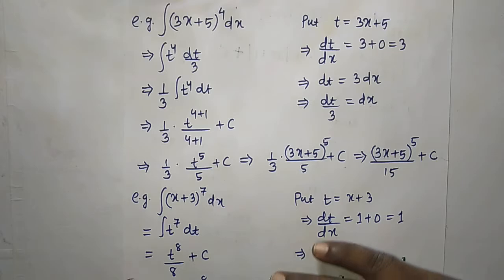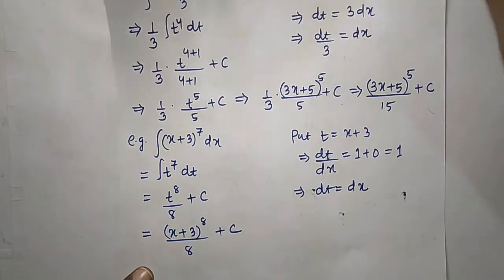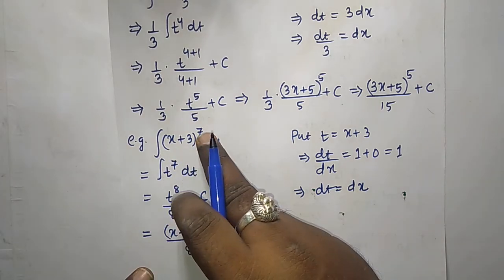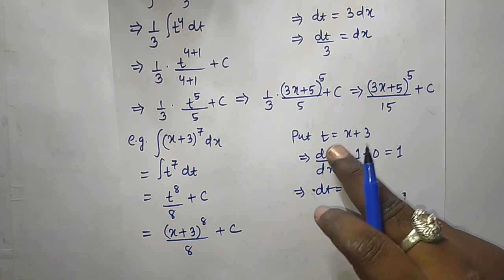Got it? Here I will solve another example. Here same type, (x plus 3) whole to the power 7. Okay, this is also in the same format, so put t as x plus 3.